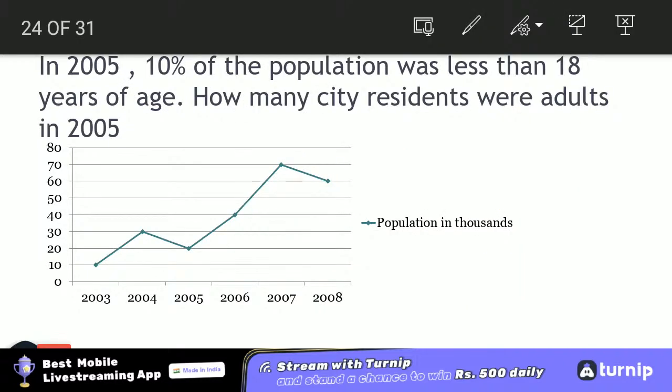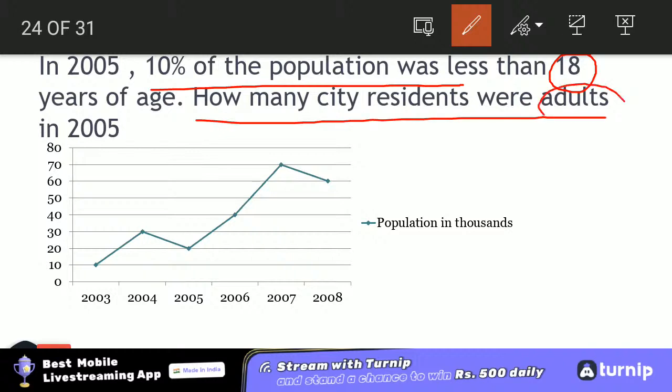In 2005, 10% of the population was less than 18 years of age. How many city residents were adults? So it is given that 10% of the population was less than 18, and the people who are above 18 are termed as adults. So the question gives you the percentage of children, and you need to tell us the percentage of what? You need to tell us the percentage of adults.